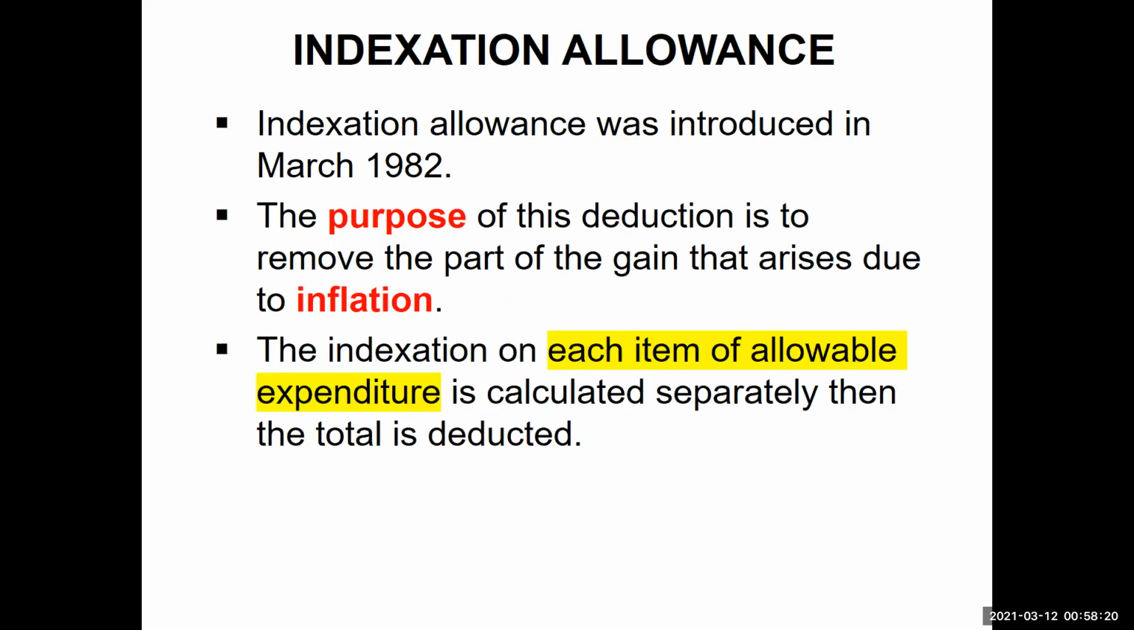Now, indexation allowance was introduced in March 1982. And like I said, the purpose is to remove that part of the gain that has arisen due to inflation. So any indexation we compute, either on the cost or enhancements, we'll have to calculate them separately, and then we add them together before we plug them into the format. So calculate the indexation on the cost separately, indexation on enhancement or any other allowable expenditure, and then we add the total together and bring them as one line item. We'll look at examples to illustrate this.